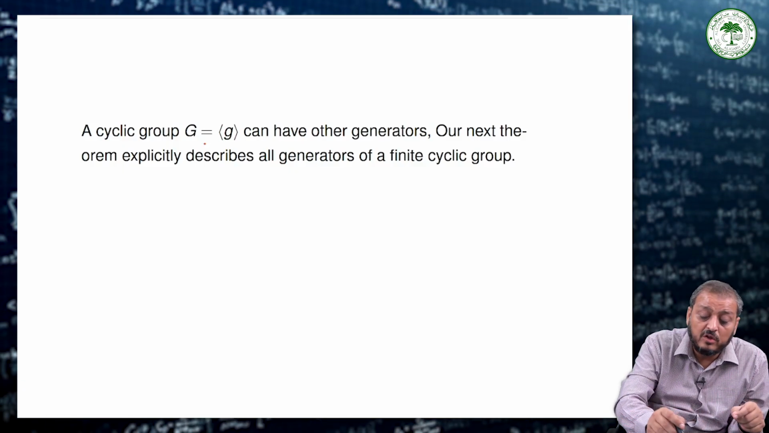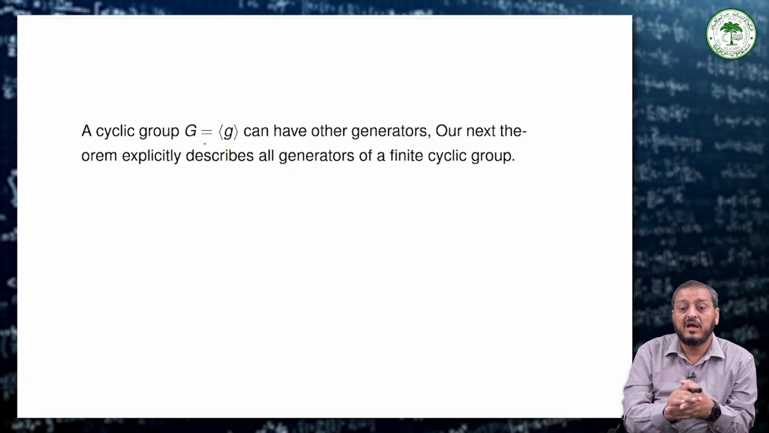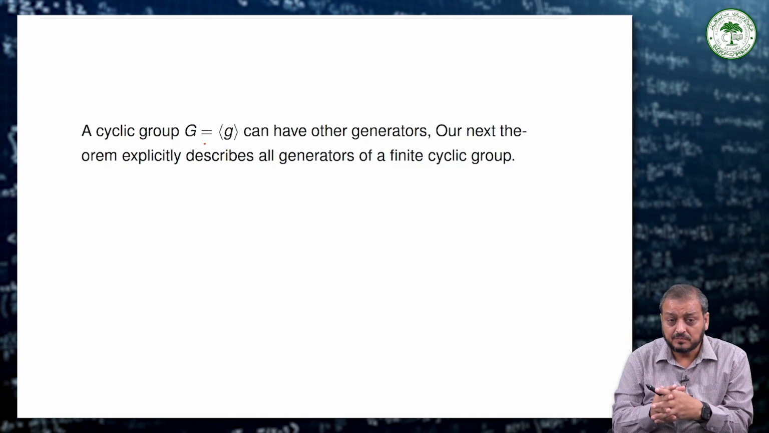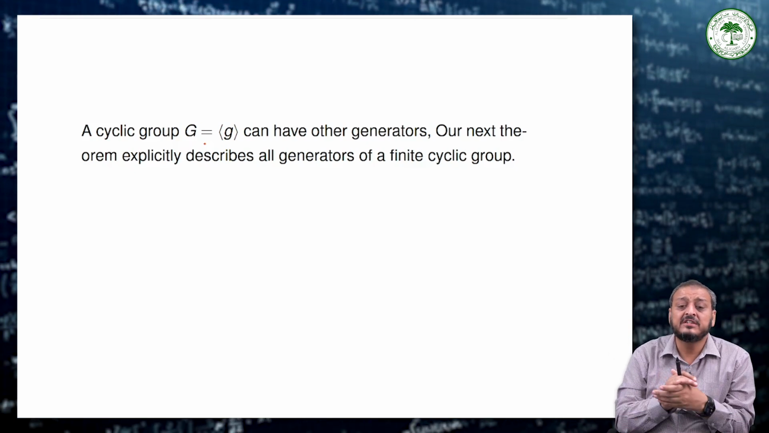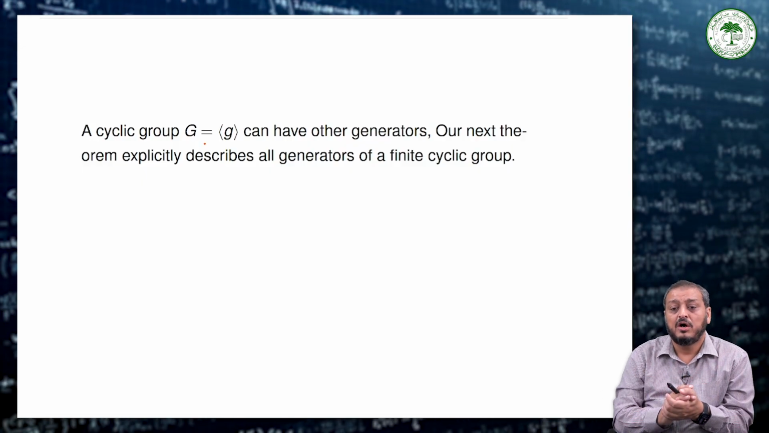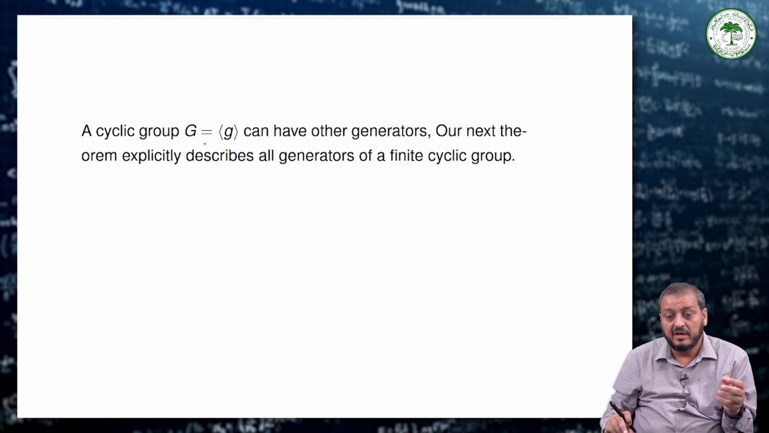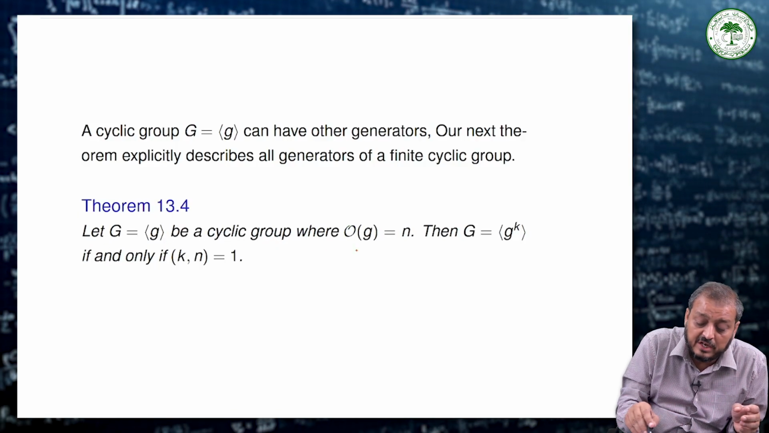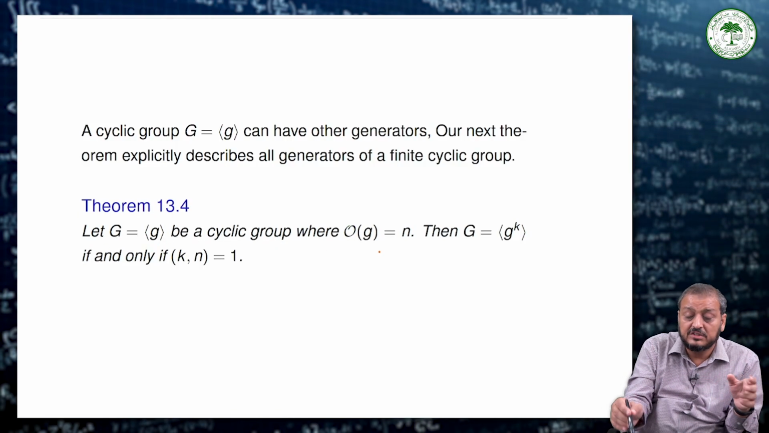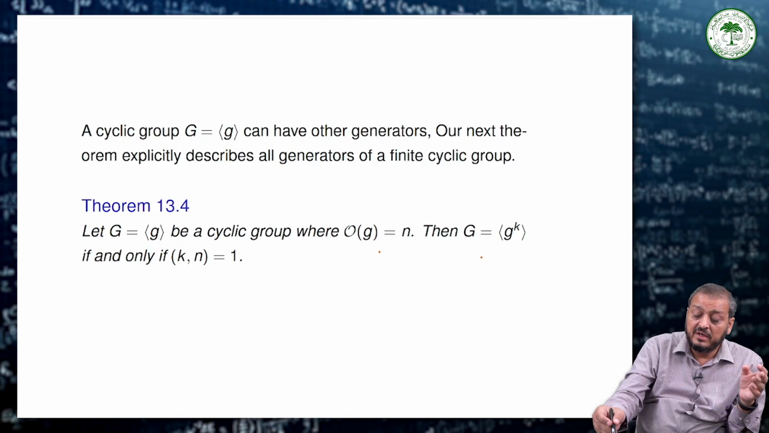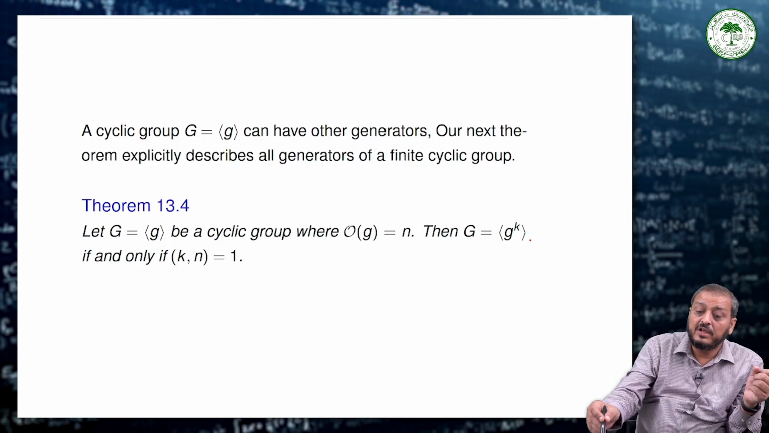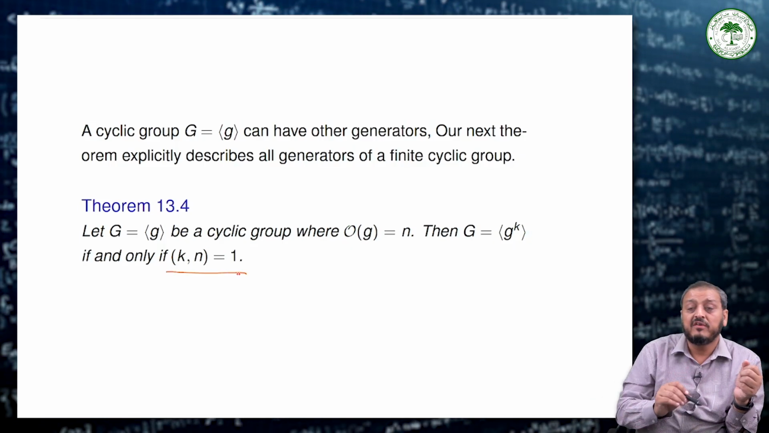Now, a cyclic group G generated by g can have other generators. So our next theorem explicitly describes all generators of a finite cyclic group. It says that if G is a cyclic group generated by g and the order of g is equal to n, then G is generated by g to the power k if and only if k and n are relatively prime.